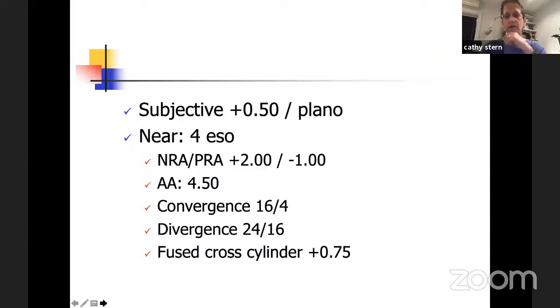Now, another way to look at that is, if you look at the fused cross cylinder and you see what it is, then when you look at the NRA, PRA, if you balance that, so for example, if I take the 2 and the 1 and I add it together, I get 3. Half of that is 150. So to make it balanced, that 1 should really come up by a half. So what it tells me is that they could use at least a plus 50. And I know that might have been a little confusing, but it's just another way to kind of look at the two tests.